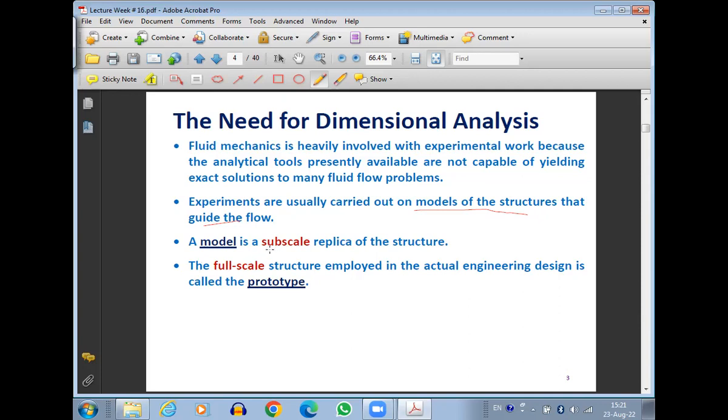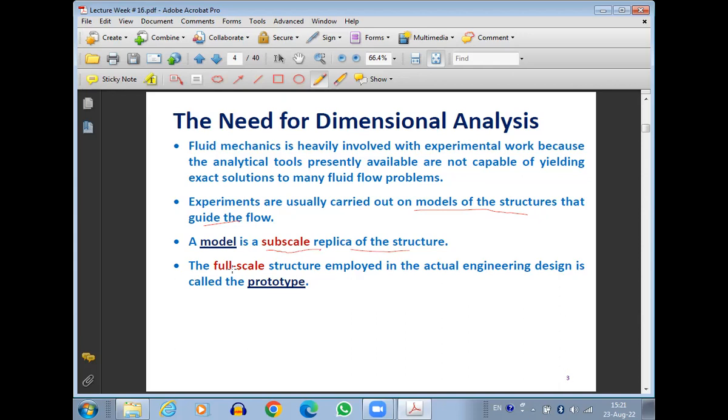So a model is basically a subscale replica of the structure. Replica means duplicate, and subscale means small scale. So a small scale duplicate of the structure is basically a model. Once we do the testing over the model and feel confident enough that we can produce that product, that design, we can actually generate that design in real time.